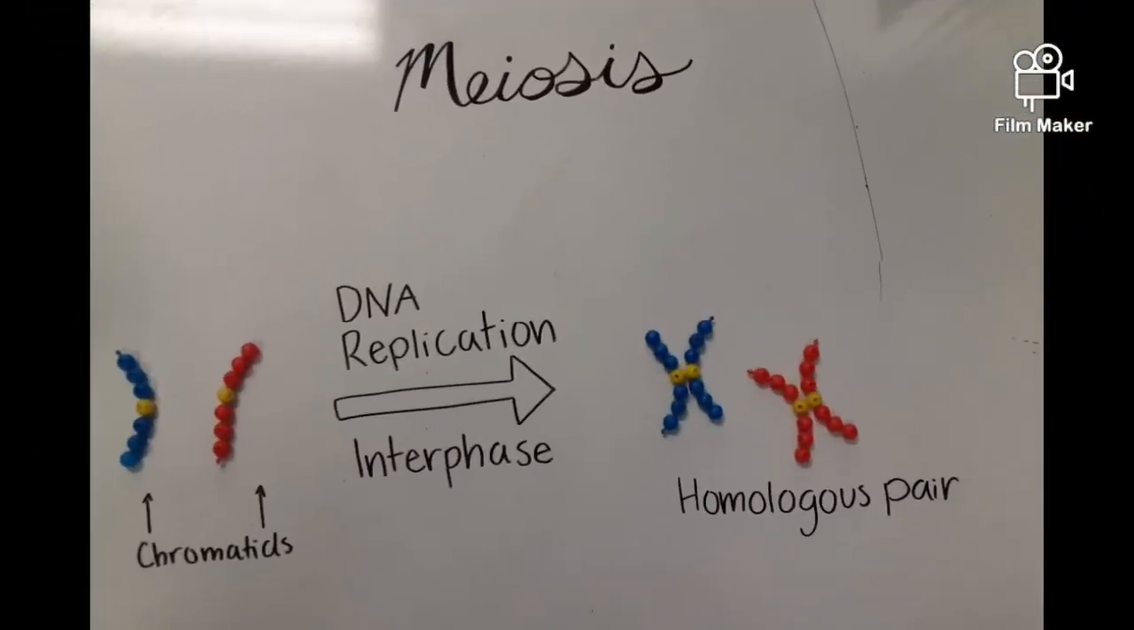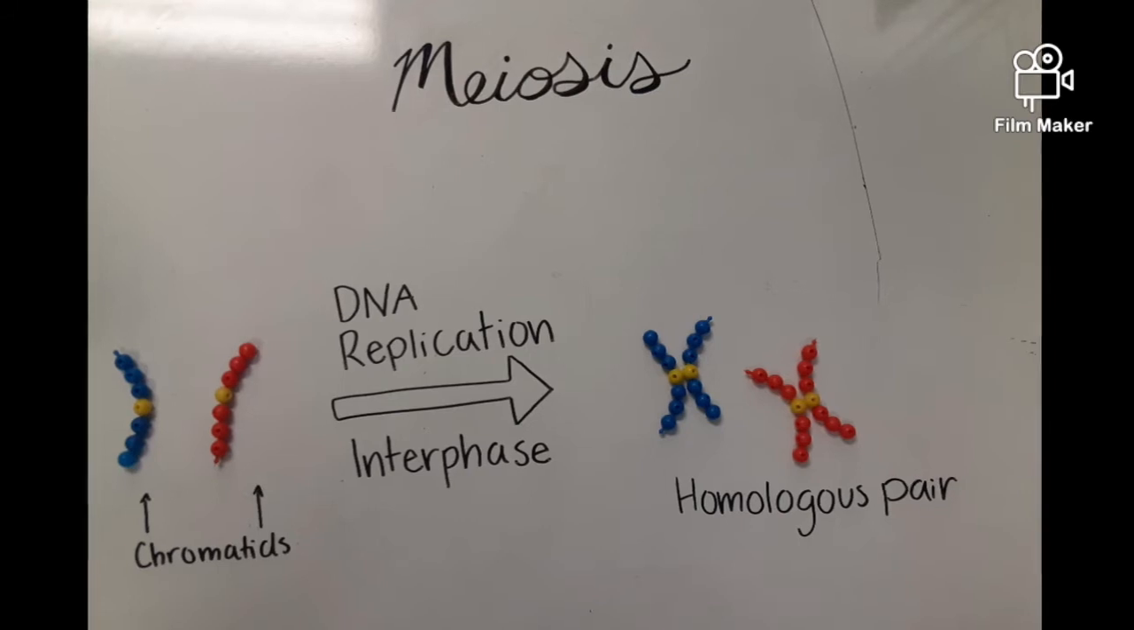Before meiosis I can occur, a process called interphase occurs. In this process, the one chromatid folds over and its DNA is replicated to form two sister chromatids, also known as one chromosome. Then, one chromosome from the mom and one chromosome from the dad pair up to form homologous pairs.